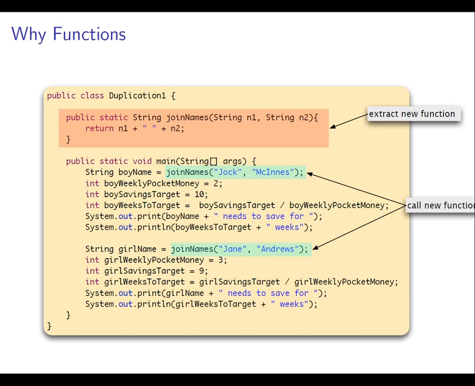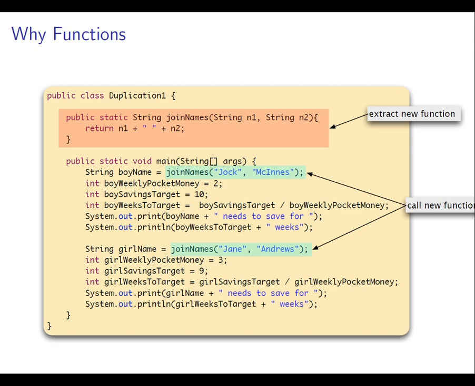Okay, so the very first thing we've done here is we've invented a new function, we've extracted a new function called join names, and this is going to take two strings which are going to represent the first name and the second name of somebody, and it's going to do the putting together of those names with a space separating them. And we replace the string addition that we had before by calls to this function.